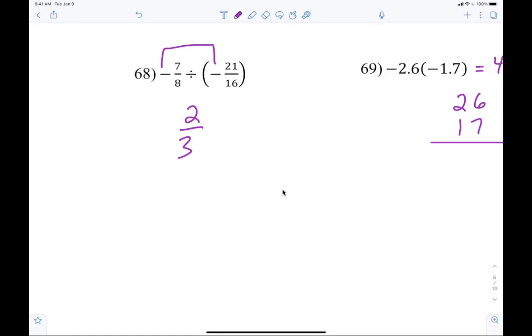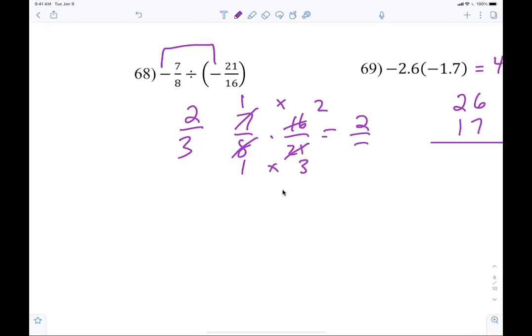Did everybody do that? So 7/8 times 16 over 21. 8 goes into 8 once, 8 goes into 16 twice. 7 goes into 7 once, 7 goes into 21 3 times. Oh, this is what was throwing you off. 1 times 2 and 1 times 3. I see your mistake.